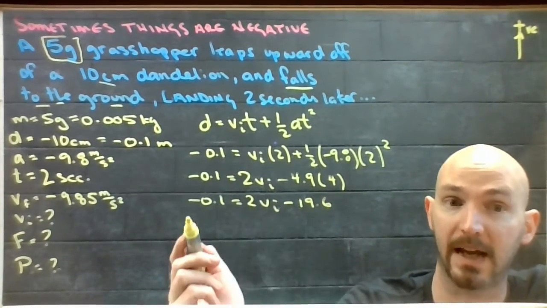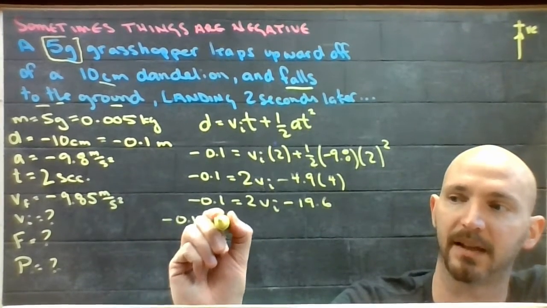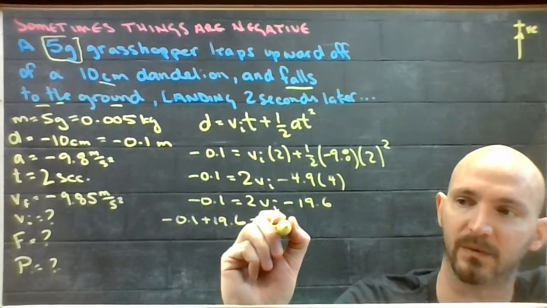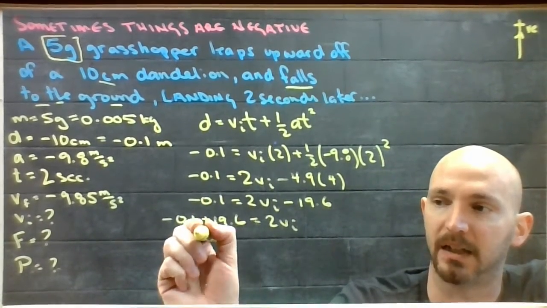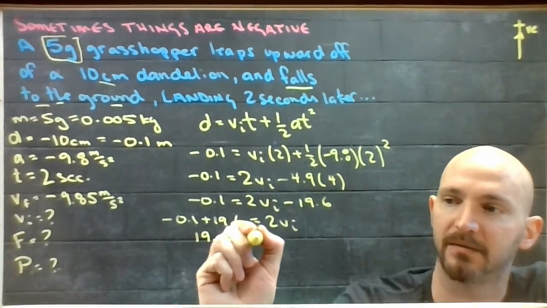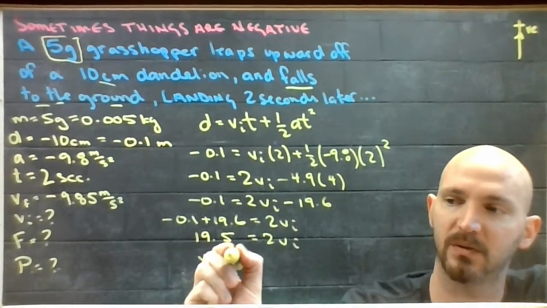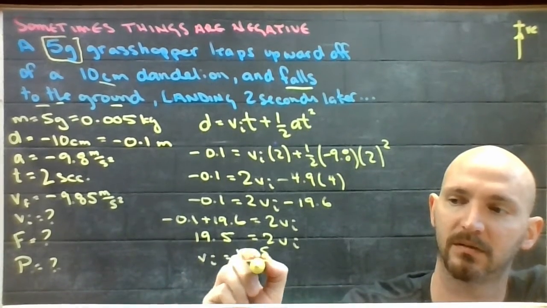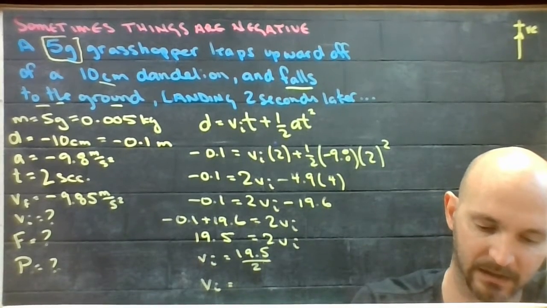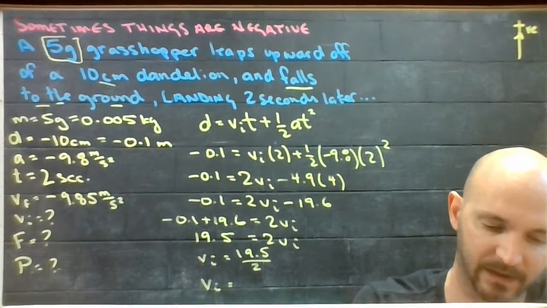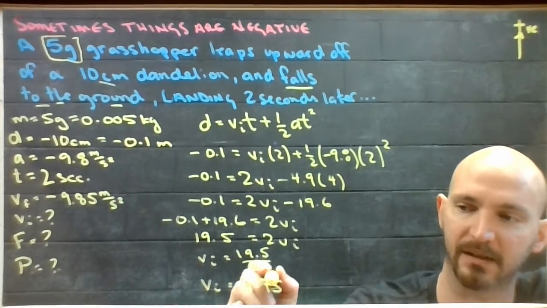So I'm going to have to add this to the other side. So negative 0.1 plus 19.6 is 2 v initial. That ends up being 19.5 is 2 v initial. So divide both sides by 2. Initial speed ends up being 19.5 divided by 2, 9.75 meters per second.